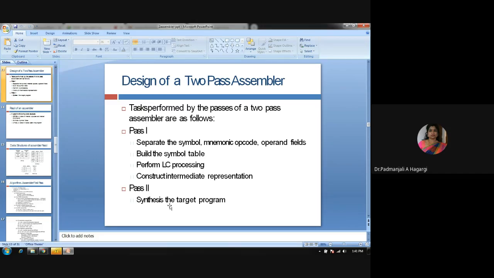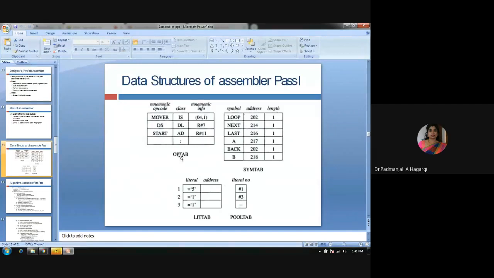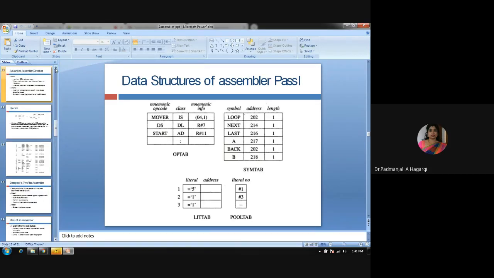So in pass two, as I said, it synthesizes and gives you the target program. Just look into this, where MOVR is nothing but the simple imperative type of instruction, and the DS is the data storage instruction, which belongs to the class we also call DL. And START is also an assembler directive symbol. So these are the most related examples.